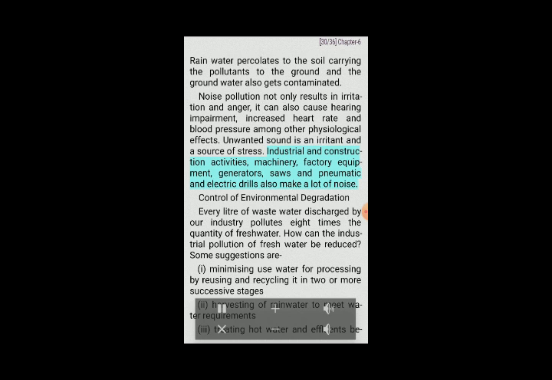Industrial and construction activities, machinery, factory equipment, generators, saws, and pneumatic and electric drills also make a lot of noise. Control of environmental degradation. Every liter of wastewater discharged by our industry pollutes 8 times the quantity of fresh water. How can the industrial pollution of fresh water be reduced? Some suggestions are: 1. Minimizing use of water for processing by reusing and recycling it in 2 or more successive stages.